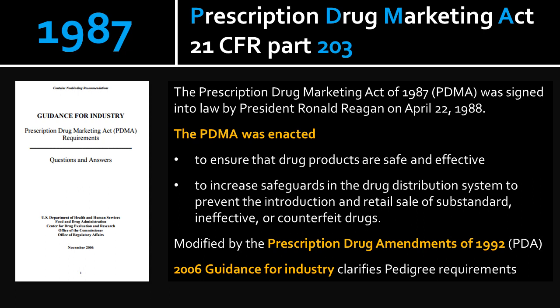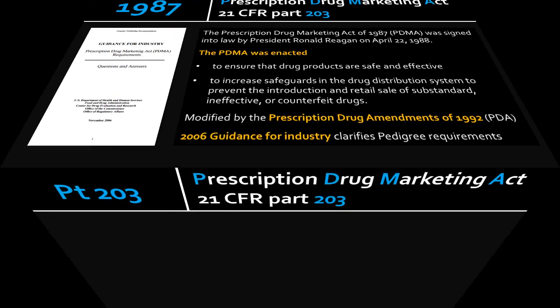The Prescription Drug Marketing Act of 1987, PDMA, was modified by the Prescription Drug Amendments of 1992, PDA. The FDA Compliance Policy Guide Prescription Drug Marketing Act describes how the agency intends to enforce these titles. In addition, the FDA made available Guidance for Industry, Prescription Drug Marketing Act Pedigree Requirements, Questions and Answers.